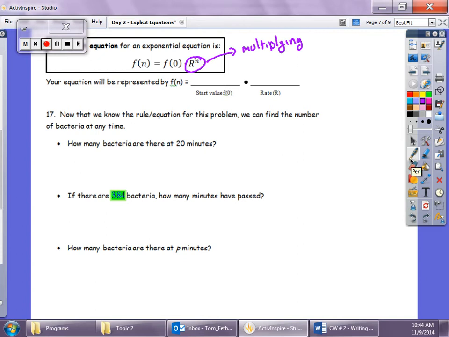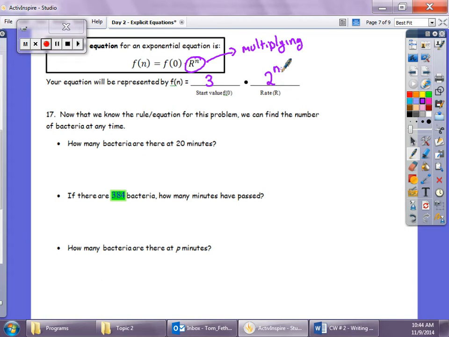Our equation now is going to be represented by f of n. Well, our start value is 3, so we start at 3. And the rate, if we look at this, it's doubling. So doubling is multiplying by 2. And now it's to the power of n because we don't know how many times we want to do it.